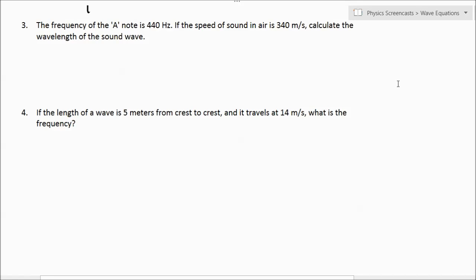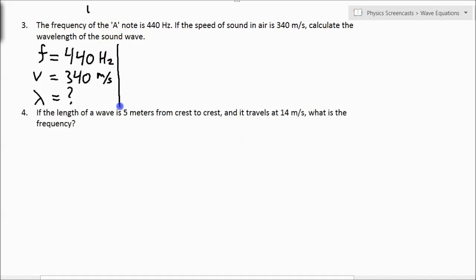For this one, the frequency of the A note is 440 hertz. If the speed of sound in air is 340 meters per second, calculate the wavelength of the sound wave. So we start off just like we usually do with our 4 steps. We identify our givens and our unknown. In this case, the frequency of the A note is 440 hertz. The velocity of sound in air is 340 meters per second. And we want to know our wavelength, and that is the lambda symbol for wavelength.